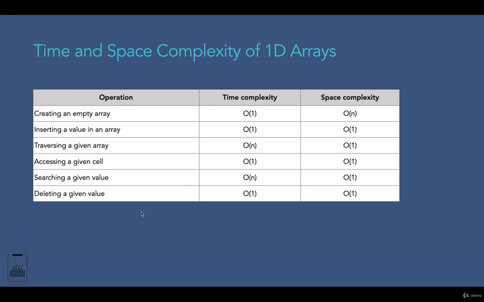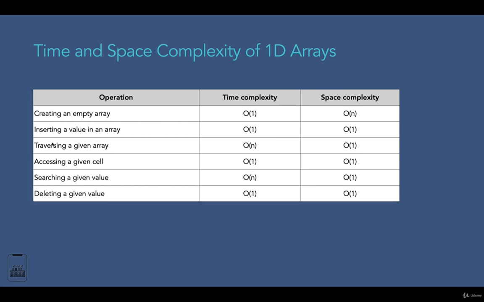The last operation is deleting a given value from an array. As we said before, we cannot delete any given cell from the array. We can just change the value of this cell to the default value. In many cases, the default value will be the minimum integer value in Java. The value of minimum integer is -2 to the power of 31. So we are just updating the cell value to the minimum integer value. That's why it will take O(1) time complexity.